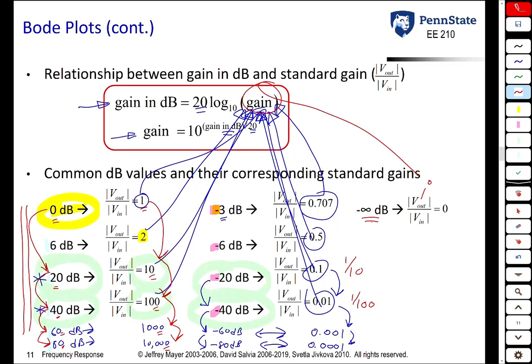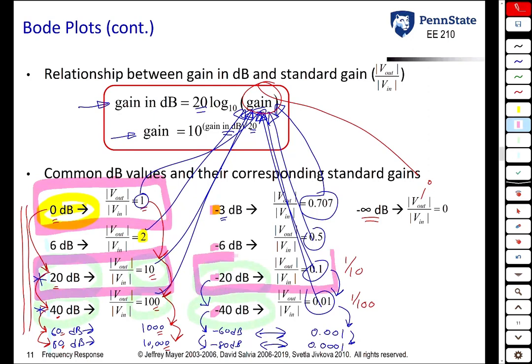So a couple of these are probably worth memorizing. You absolutely want to memorize the fact that 0 dB is a gain of 1. You want to memorize the fact that 20 dB is a gain of 10. Then you want to remember the fact that amplifying it by a factor of 10 is the same as adding 20 dB. That gives you the 40, the 60, and 80. Then you probably want to remember that -20 dB is 0.1. Likewise, -40, -60, -80 are 0.01, 0.001, 0.0001.